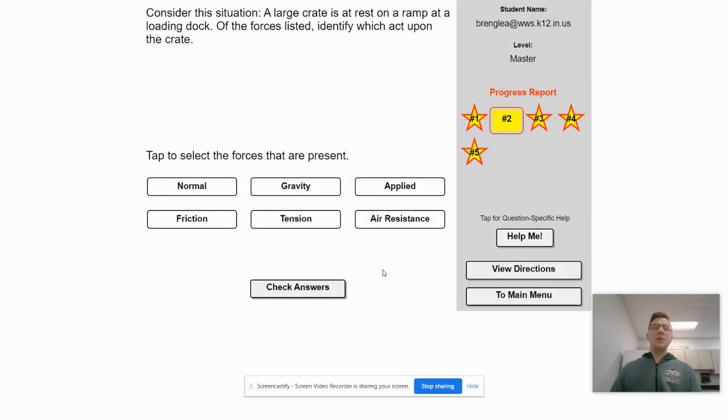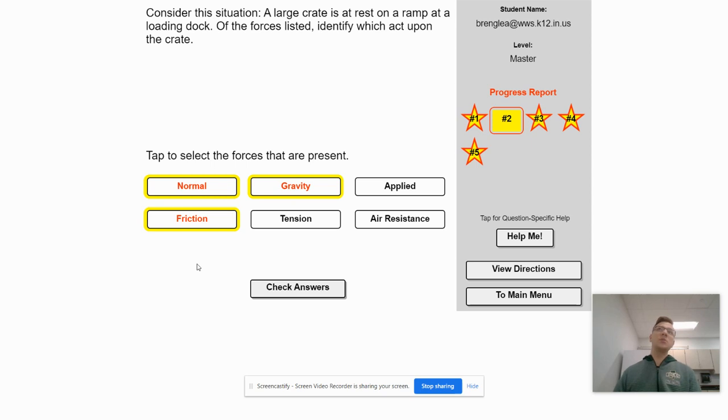All right, a large crate is at rest on a ramp at a loading dock. Okay, so gravity is pushing down on the crate. The crate is supported by the loading dock, which is the normal force. Nobody is actively pushing or pulling, so no applied force. There's no rope or cord involved, so no tension. The tricky one here is that there is friction.